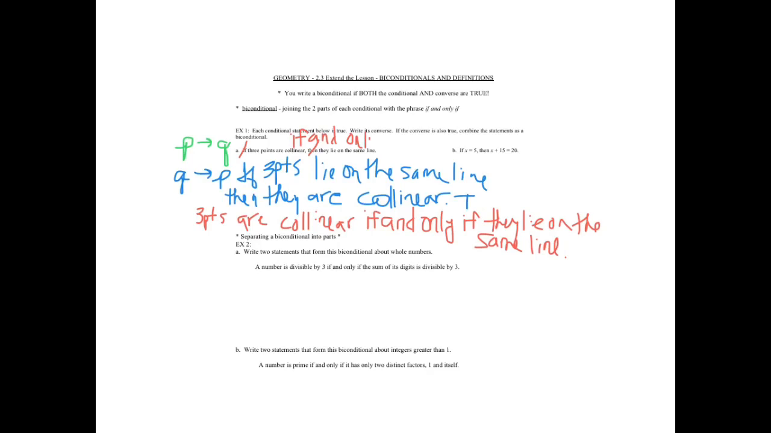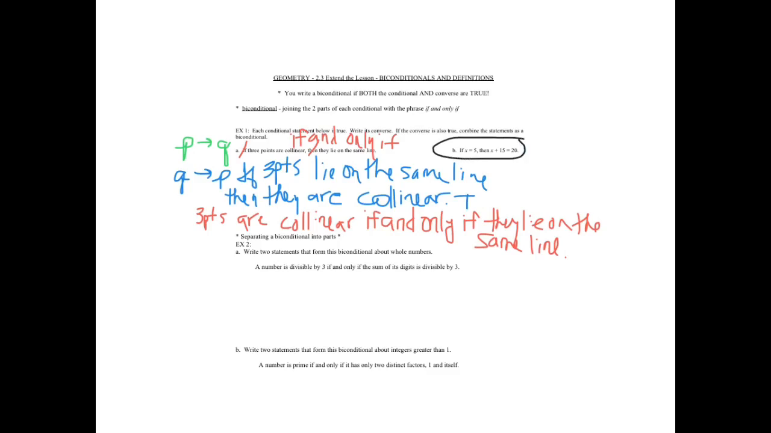You have to be sure that when you write your biconditional, you write your biconditional as the original conditional statement, meaning that the hypothesis of the conditional is the first part of the biconditional. Okay? All right, let's look at the second example.